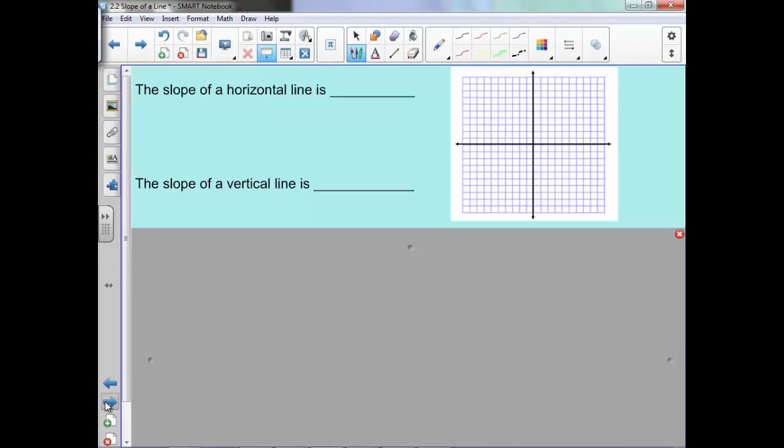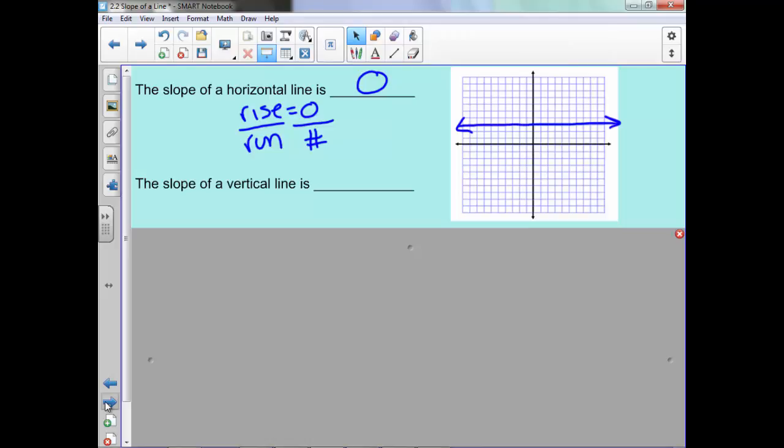So when we talk about a horizontal line, it would be like this. This would be an example of a horizontal line. So notice on this line, our rise is 0, and that's because we're not going up or down any. So when we do rise over run, it's going to be 0 over some number. 0 divided by anything is 0. So the slope of any horizontal line is 0.